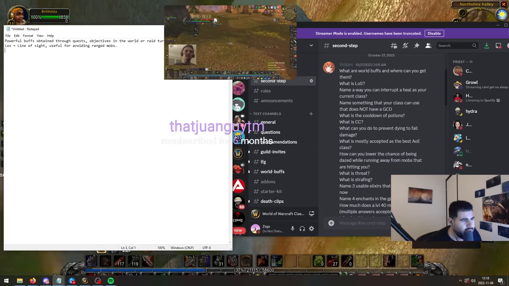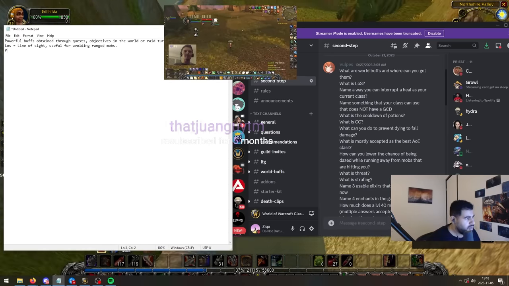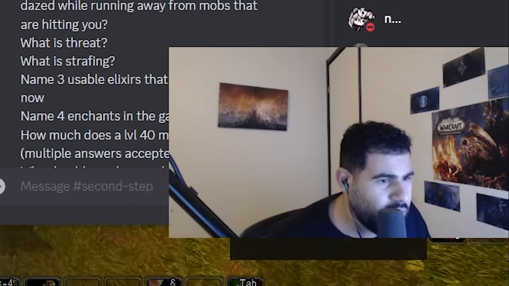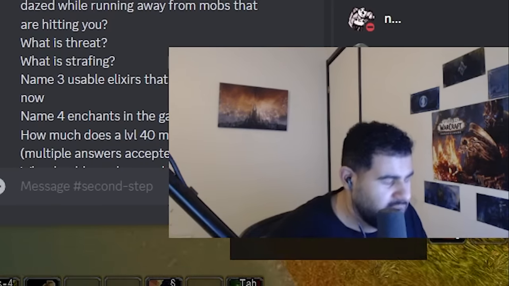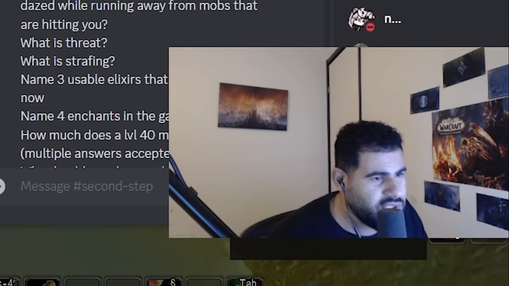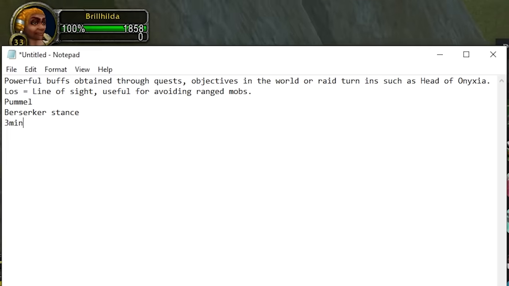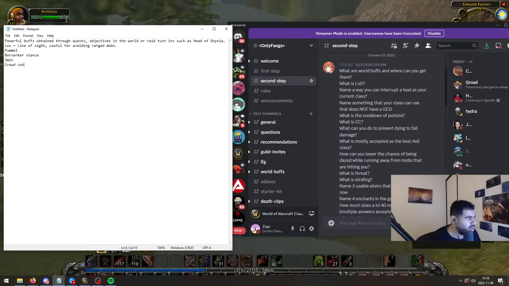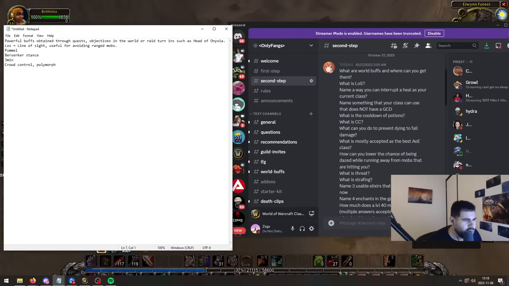Name a way you can interrupt a heal as your current class. Pommel. Name something that your class can use that does not have a GCD. Berserker stance. What is the cooldown of potions? 3 minutes. What is CC? Crowd control. Polymorph. What can you do to prevent dying to fall damage?